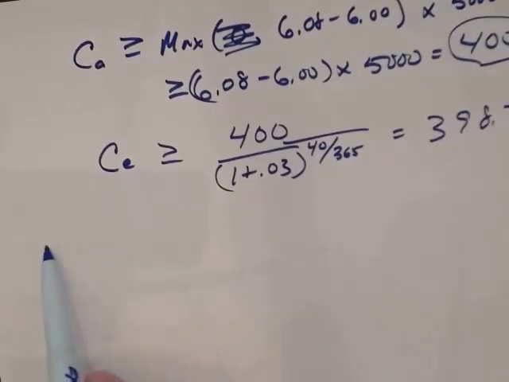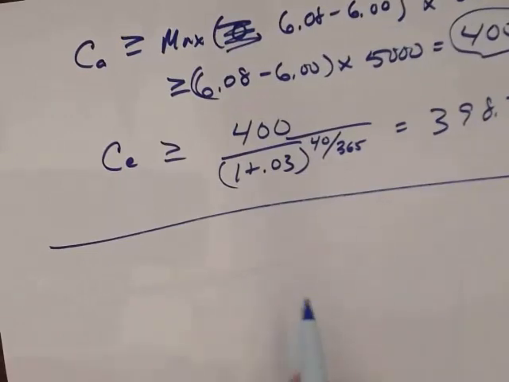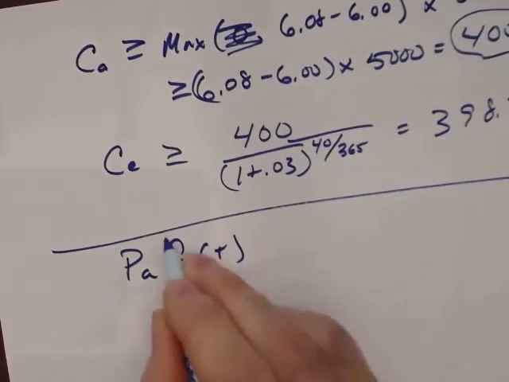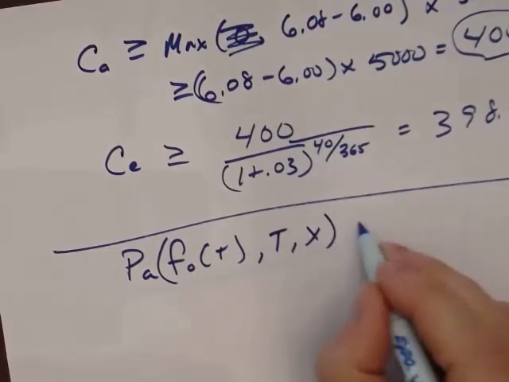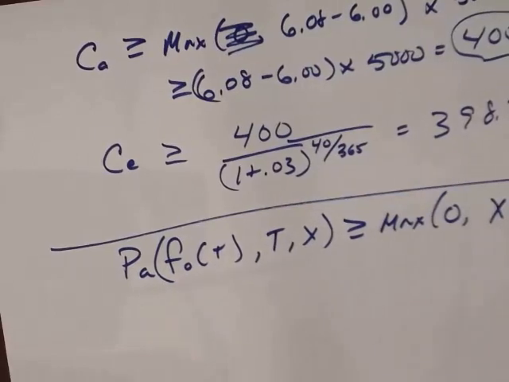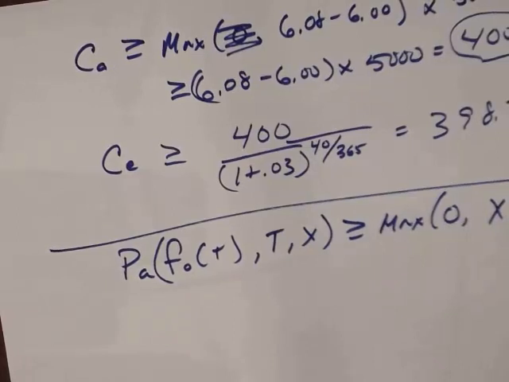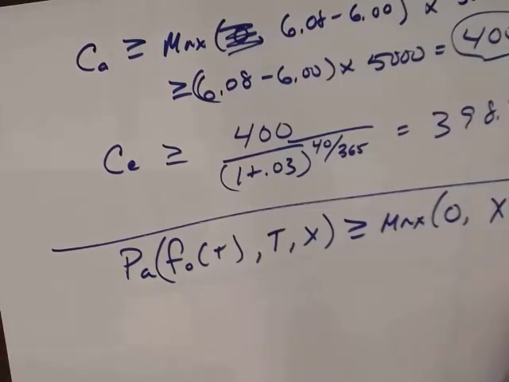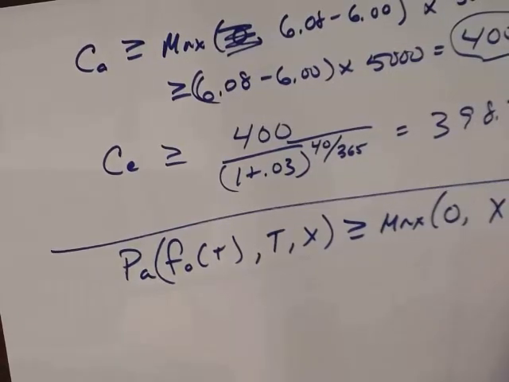Let me do puts now. The put lower bound is going to be this: X minus F_t. So basically, this looks very similar to what we did before. We're just putting the futures price in instead of the underlying stock price like we did in chapters 3, 4, 5, and 6. Okay, so that looks straightforward. This is an American, so you can exercise it at any time. There's no discounting associated with it.